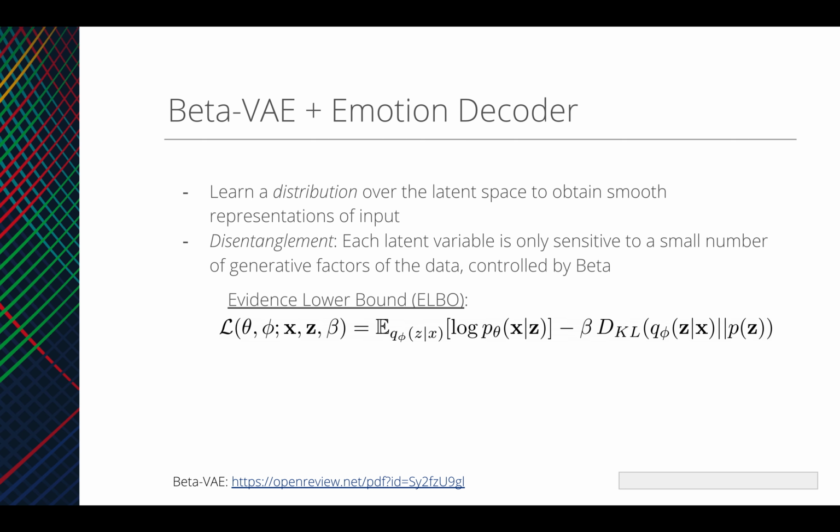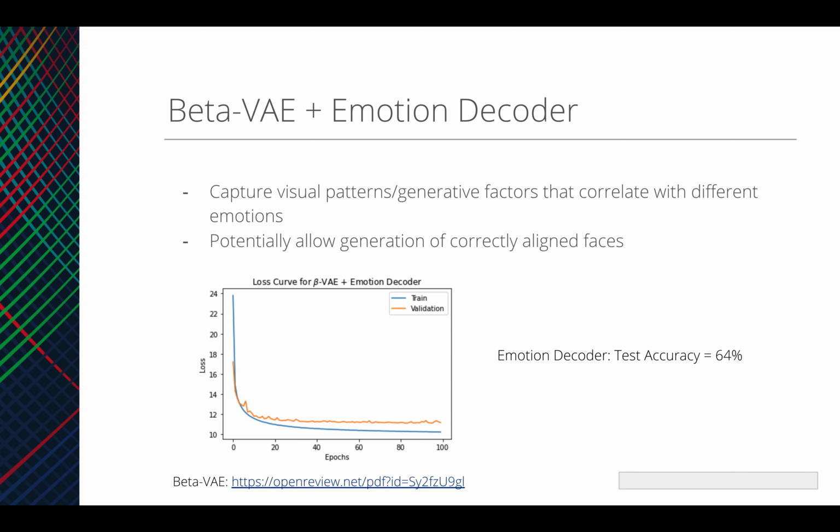When the beta term is tuned properly, disentanglement can improve interpretability of the latent dimensions and allow us to generate new examples in specific ways. For our problem, the intuition, therefore, was to capture disentangled visual patterns that correlate with different emotions. It is also worth noting that learning such features could potentially allow us to generate images with correctly aligned faces. This can be highly beneficial given how much variation there is in head pose and makes the classification task difficult for the model. Jointly training for the variational objective and categorical cross-entropy, we obtained a test classification accuracy of around 64%.